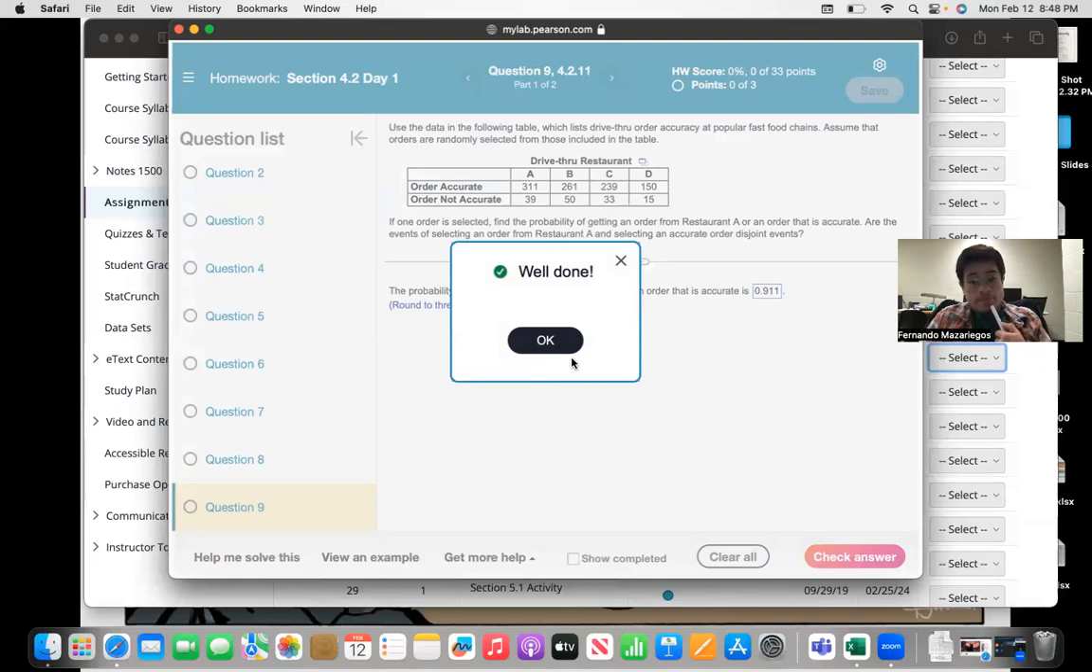I suggest you do that. If you prefer to use the addition rule formula, that is also correct. So you do the way you think it's easier for you.